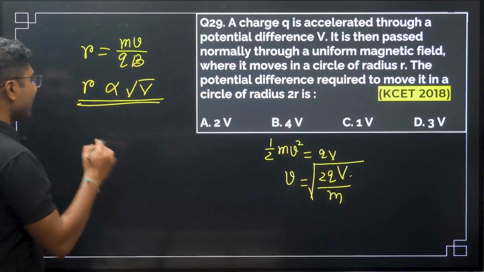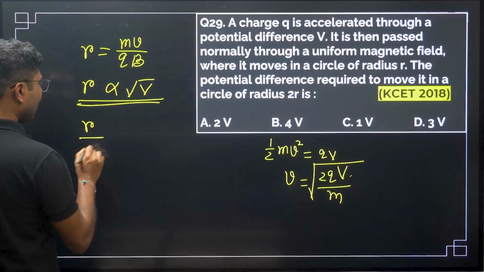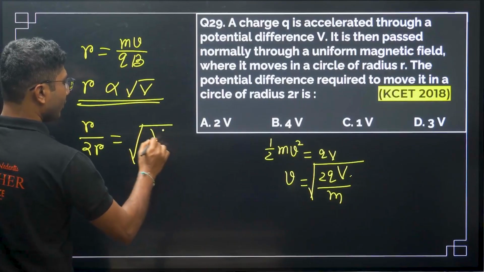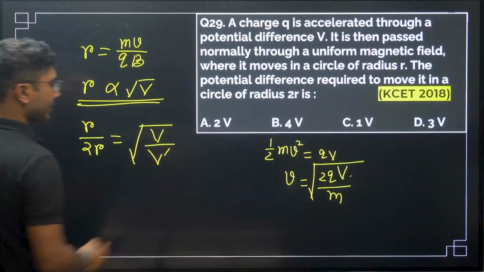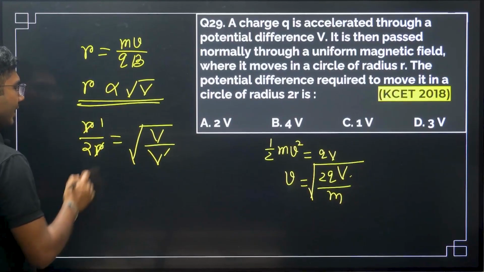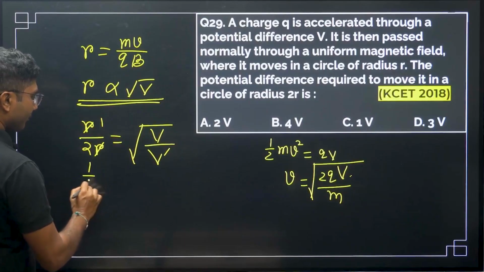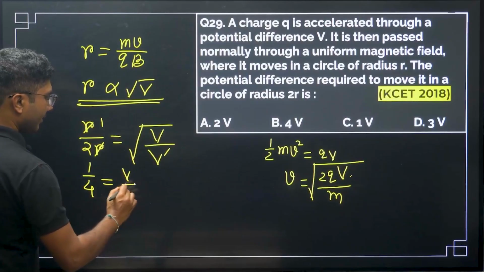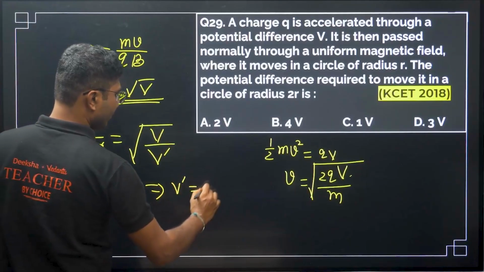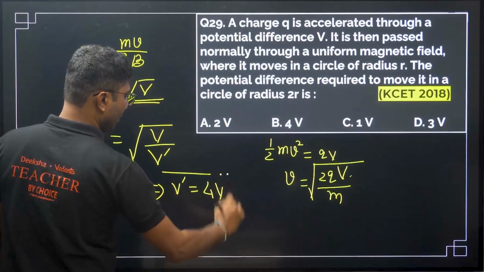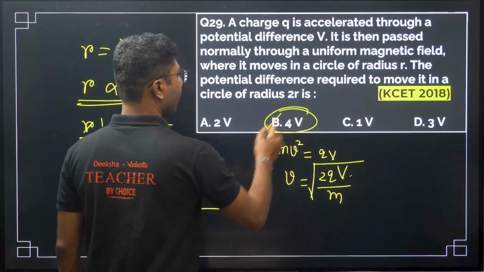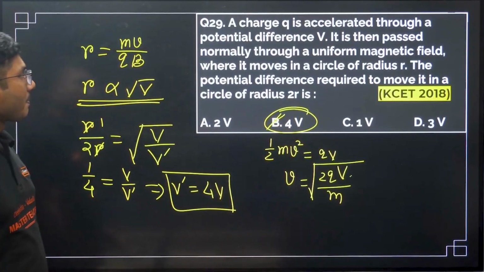For another radius, R by 2R will be equal to the initial voltage divided by the final voltage. R cancels, and if you square them, 1 by 4 equals V by V dash, or V dash equals 4V. So you need 4 times more voltage.